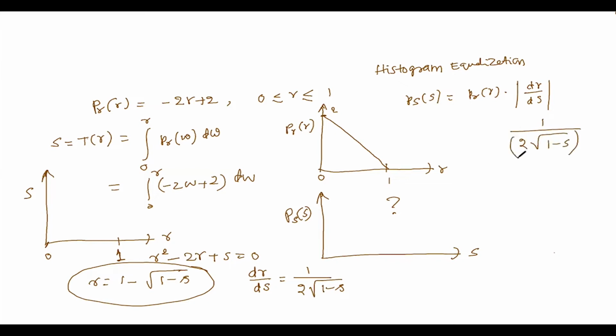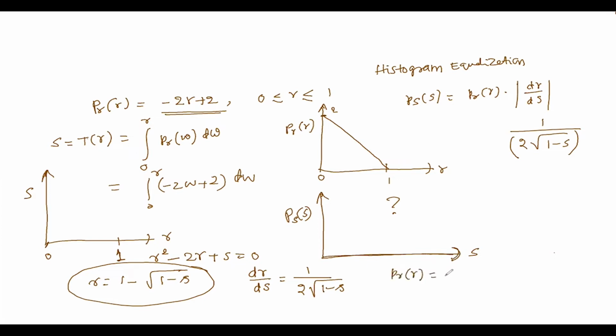Now, PR of R. How do you express this in terms of S? Because this is what we want to see here, for varying value of S. So you need to express PR of R in terms of S. How do you do that? Substitute R value. That's it.